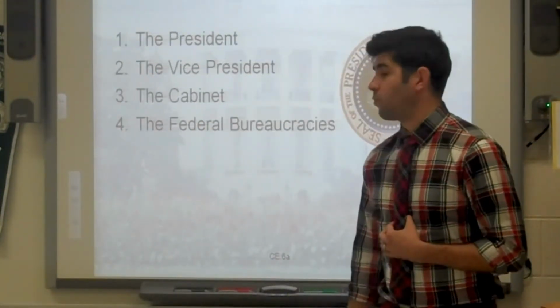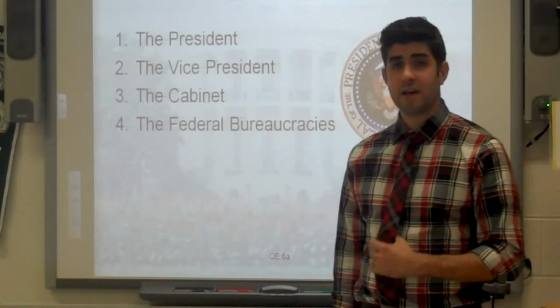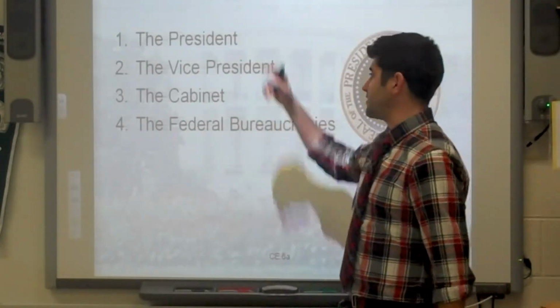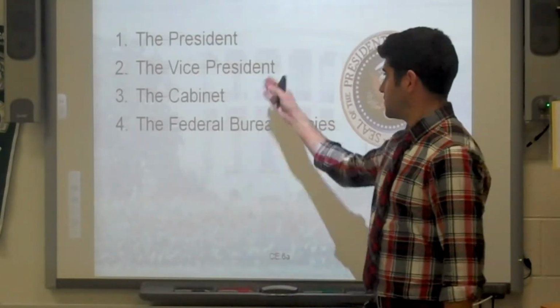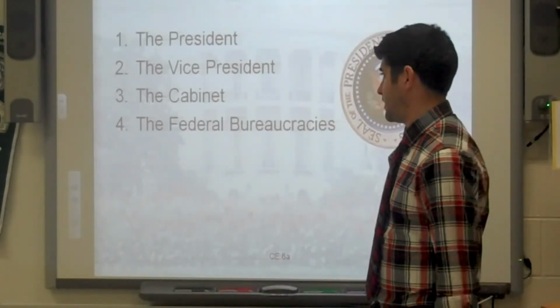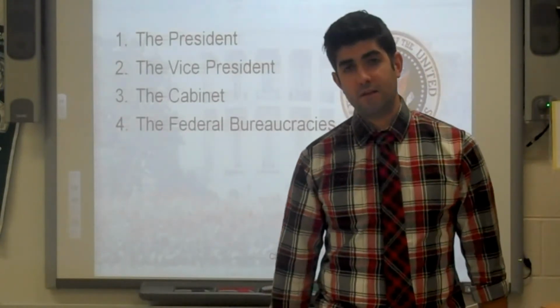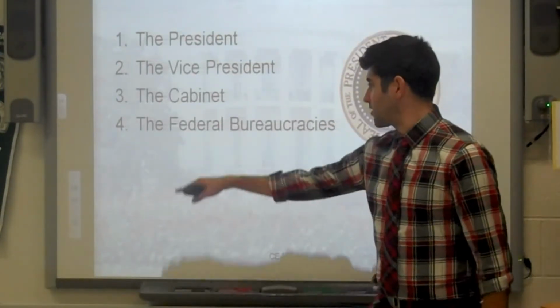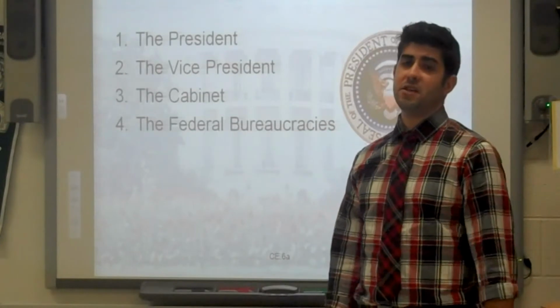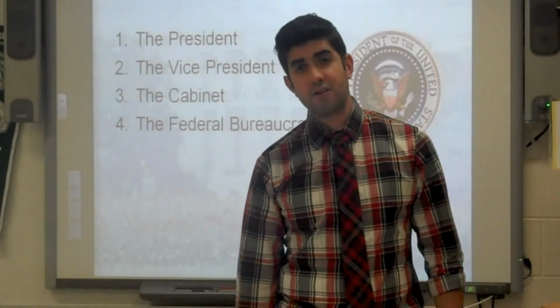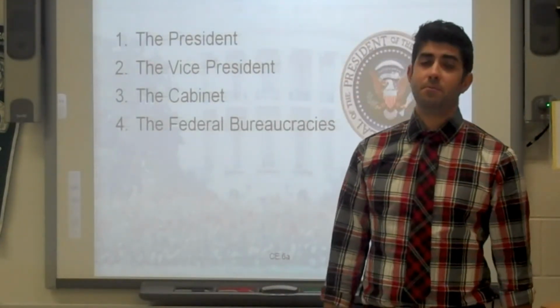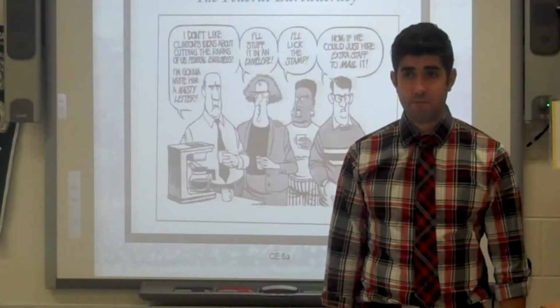What are the four parts of the executive branch? The president is the head of the executive branch. They run on a ticket with the vice president. The cabinet is the group that advises the president in making decisions. And then, of course, you have the federal bureaucracy. All heads of the federal bureaucracy are appointed by the president and must again be confirmed by the legislative branch.